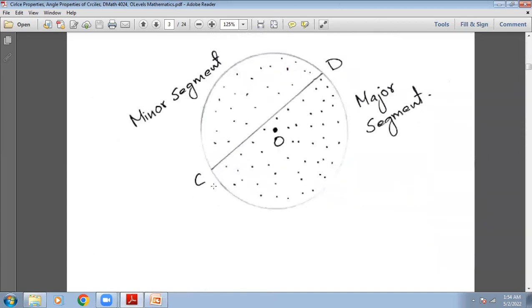Here again, you can see we have a circle. This is the center. CD is a chord. So whenever you draw a chord, the circle is divided into 2 parts. This one, because it's smaller, is known as the minor segment. And this piece is larger, so this is known as the major segment.